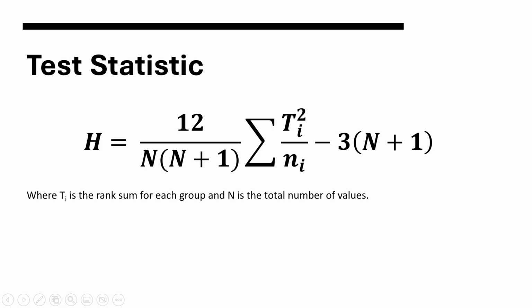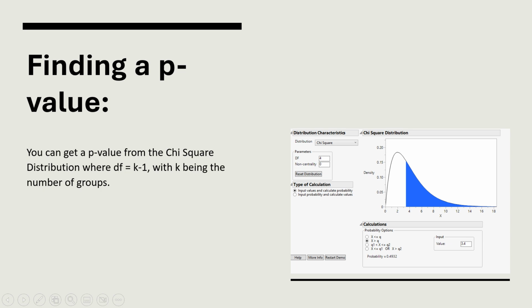So remember, we squished it all together, we ranked everything, and then we pulled it back into the groups, and we found those ranks. So if we sum over the ranks of the groups, that gives us T_i. We divide it by n_i, the sample size for the group, minus 3 times N plus 1. Once we have that, then we can compute our p-value.